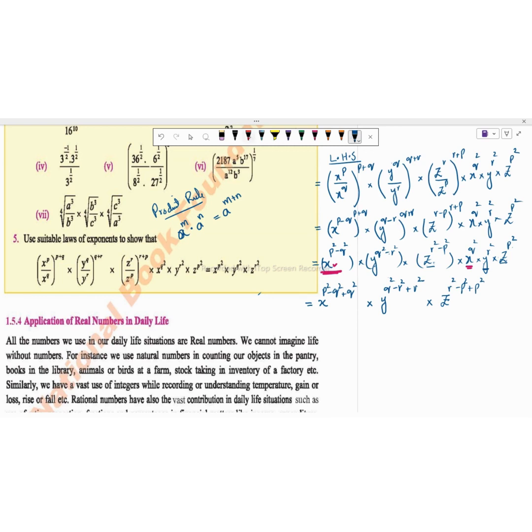Now you can see that q² minus q² will cancel, minus r² plus r², and minus p² plus p² also cancel. So after cancelling, we have the result: x^(p²) into y^(q²) into z^(r²). You can see the question states the same thing. So we can simply say that hence proved.